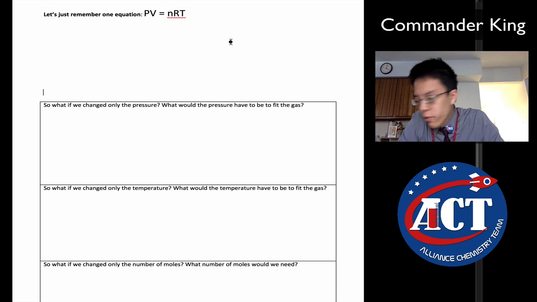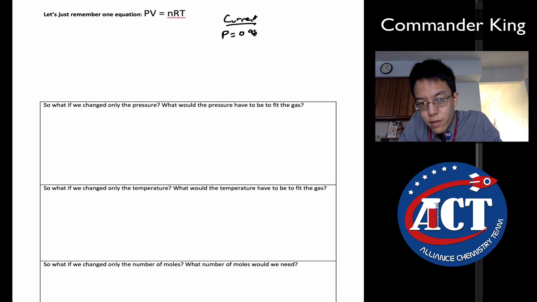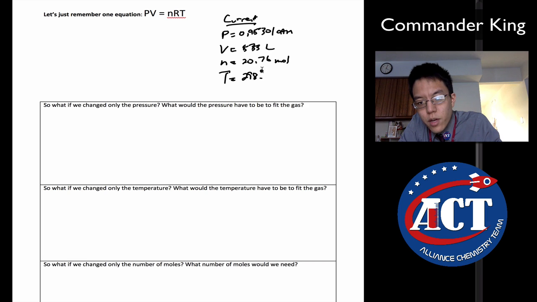Okay, so in the previous part, we figured out a number of things. Here is my current situation. I've got a pressure of 0.95301 atm. My volume is currently 533 liters. This is the fluorine gas, which takes up 533 liters of space. I know that this is 20.76 moles of fluorine gas. And my current temperature is 298 Kelvin.